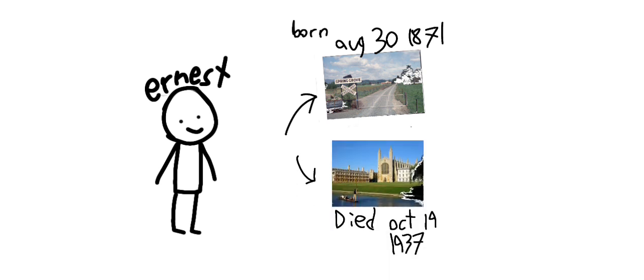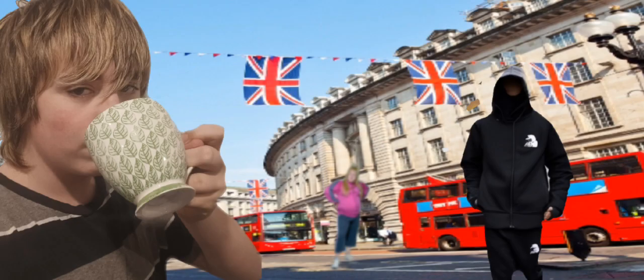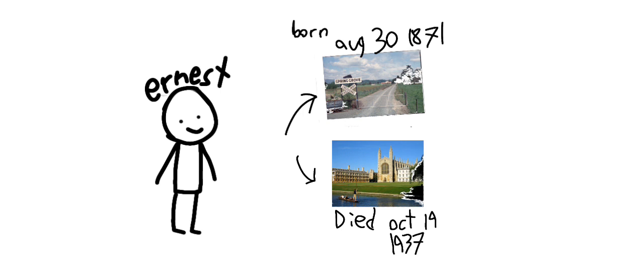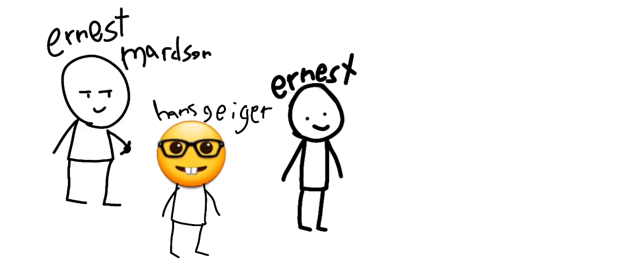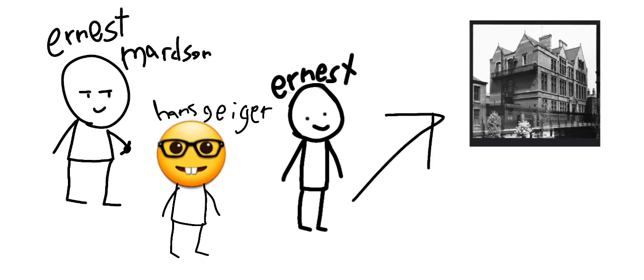Let's start with a little backstory for Ernest. Ernest was born in Spring Grove, New Zealand, on August 30, 1871, and passed away in Cambridgeshire, England, on October 19, 1937. Ernest performed his experiments with Hans Geiger and Ernest Marsden from 1908 to 1913 in the physical laboratories of the University of Manchester.